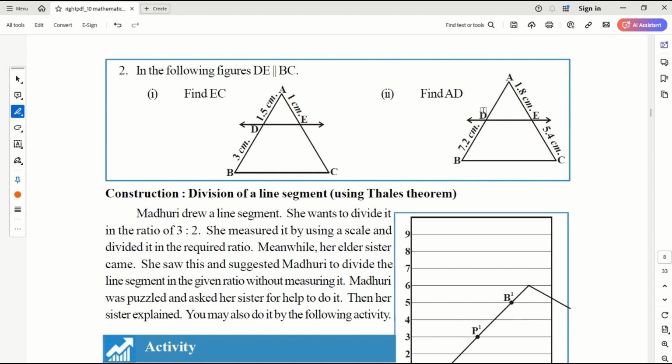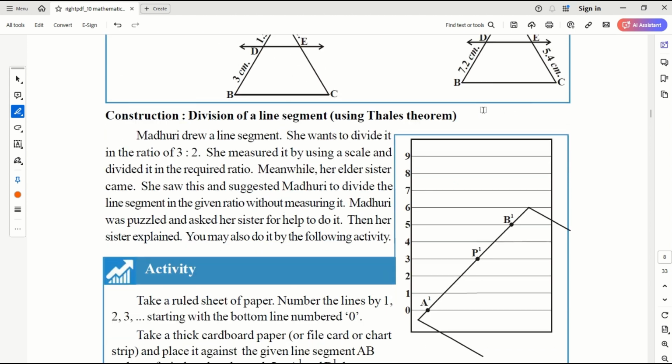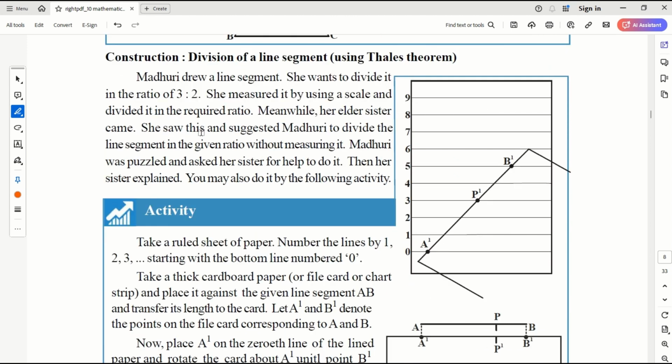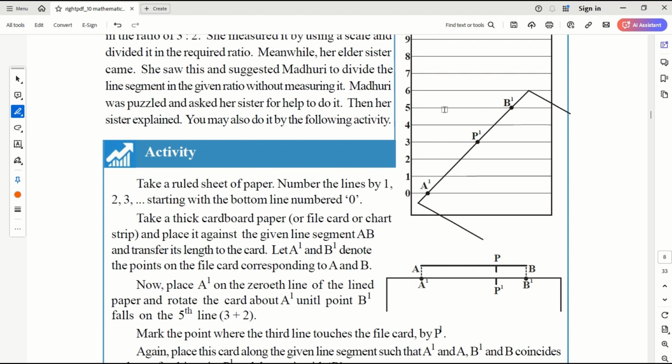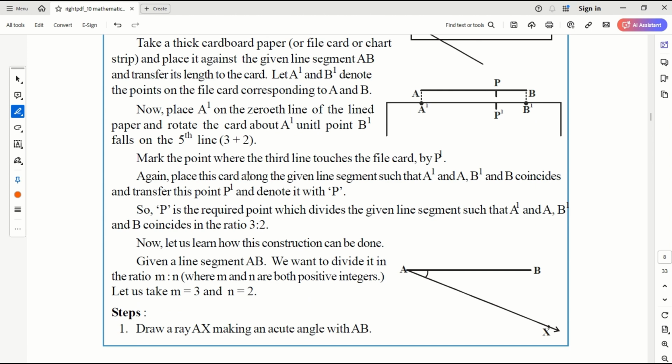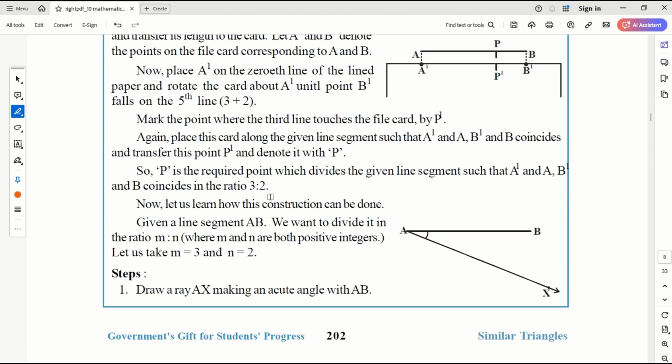So AD is 2.4. Okay. Now let's construct a division of a line segment. How to do this? There is a method given here. You can read it, but the other method is easier. So let's discuss this.